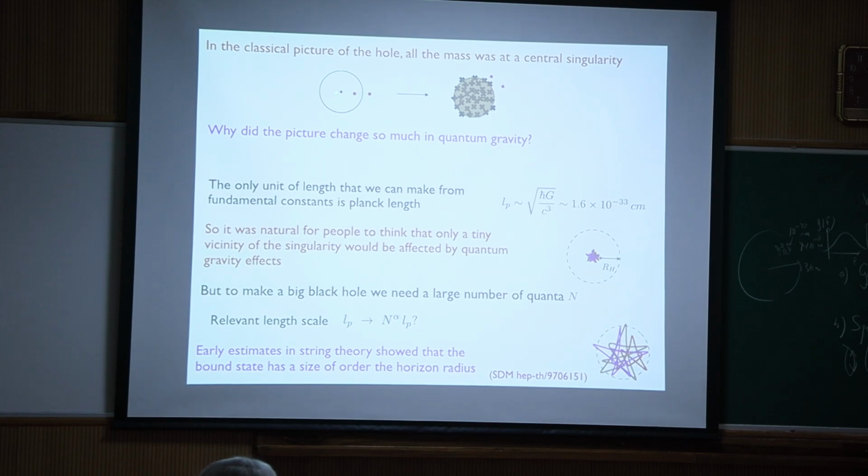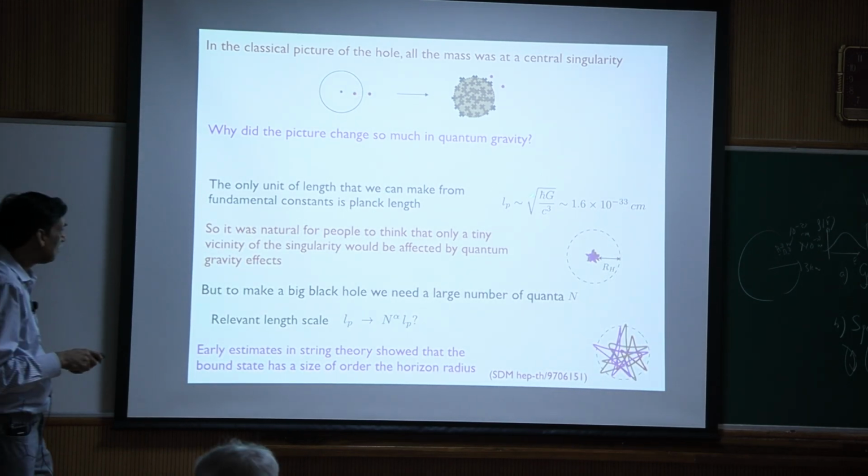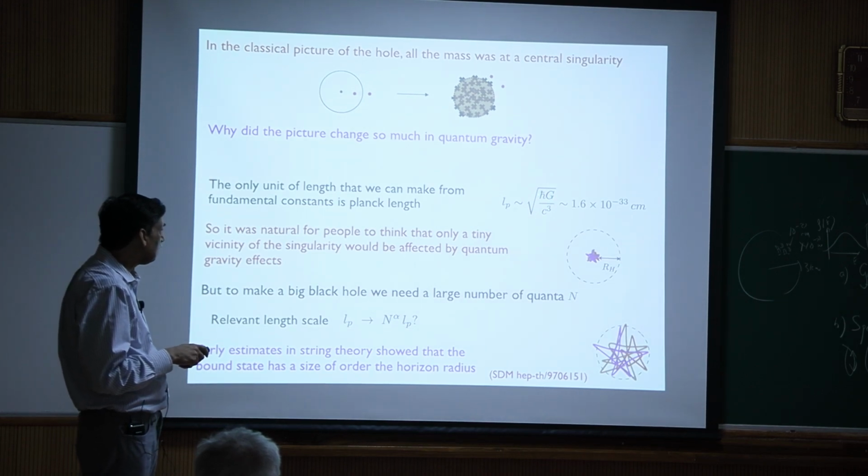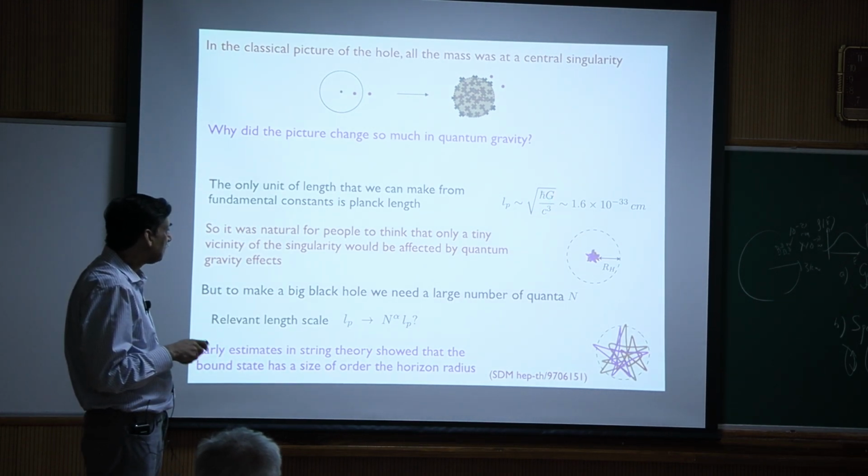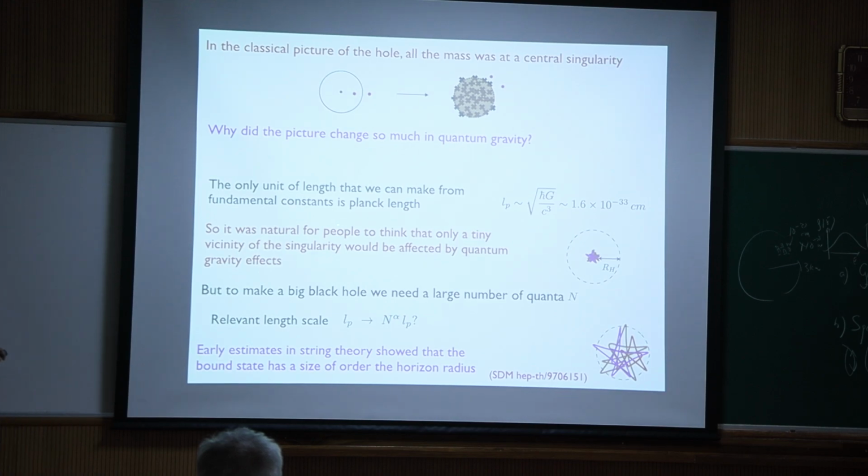puzzle. And if you ask how did the structure change so much over a classical distance, we talked about this before. The natural length scale in quantum gravity, which you can make from c, h bar and G, is Planck length, which is very small. And so that's why people were thinking that all the quantum effects can change the singularity from point like in classical physics to maybe Planck length in quantum physics.